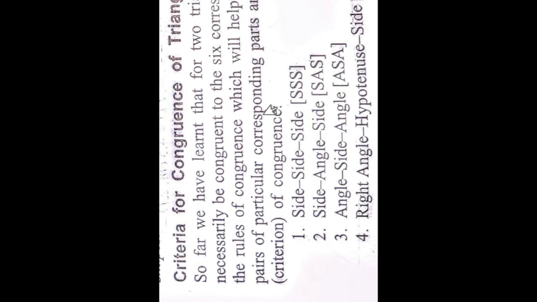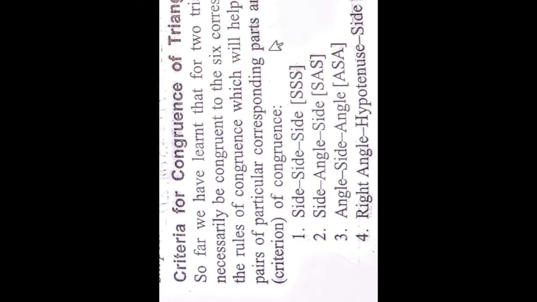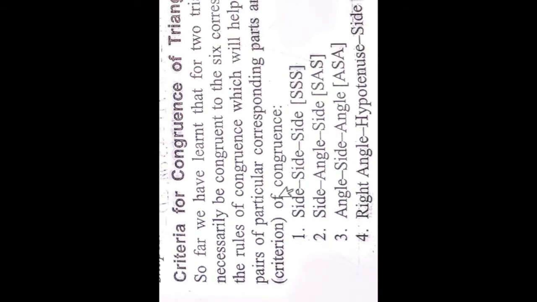But now we shall study the rules of congruence, which will help us understand that two triangles are congruent if three pairs of particular corresponding parts are congruent. Only three pairs need to be congruent, and then the triangles can be congruent to each other. Now we learn about the following four rules of congruence, that are the criteria for congruence.